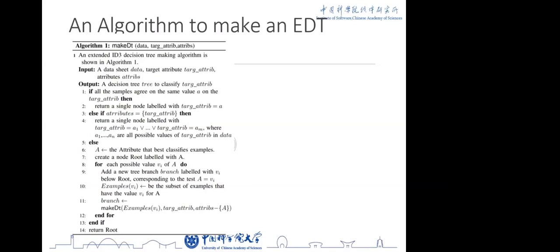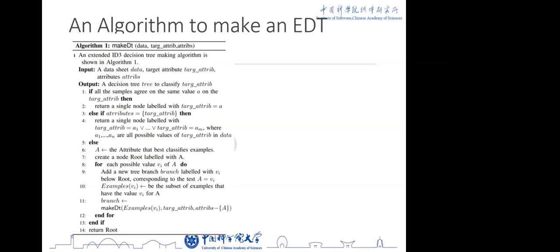Line 4 deals with the case where no more attributes can be used to classify the target attribute, thus a leaf node with all possible values is returned. Here we need to record all the possible values of the target attribute instead of the most possible value. This change has been made so that we can classify the state space completely. Line 6 begins to make branches.